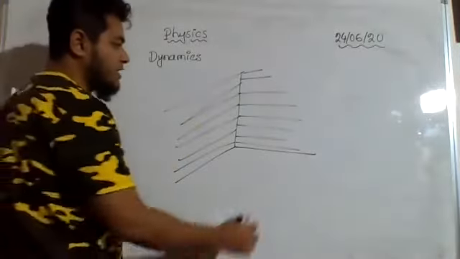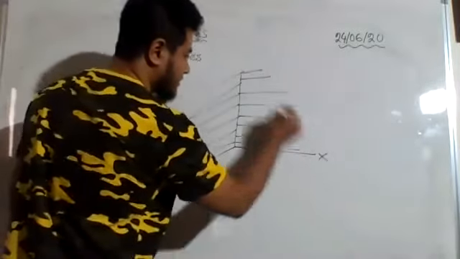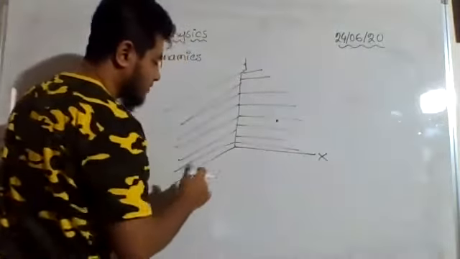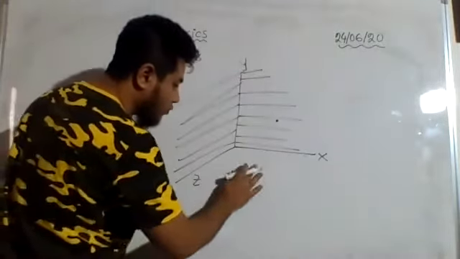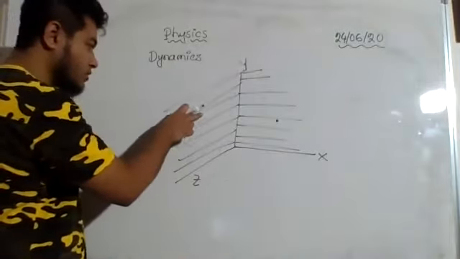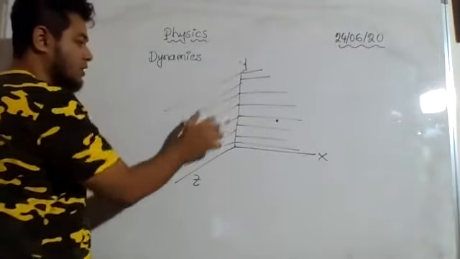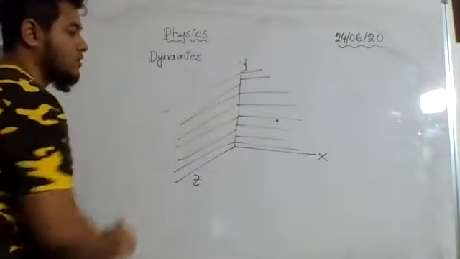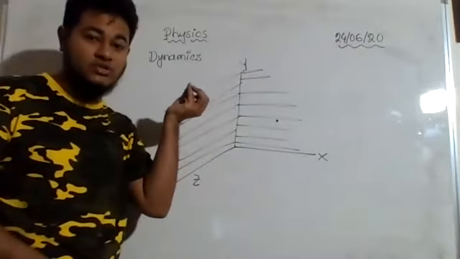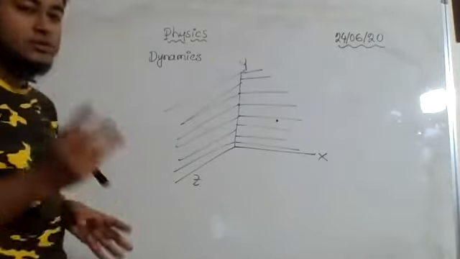So if any ant is walking on the wall, if this is x and this is y, then it is walking on the xy plane. This is the xy plane. If this is the z-axis, then the floor is the xz plane. And if anything is moving on this wall, then it is moving in the yz plane. These two axes constitute this plane, so this is the yz plane. But if anything is not on the wall, but rather in space, then you actually have to mention three dimensions.